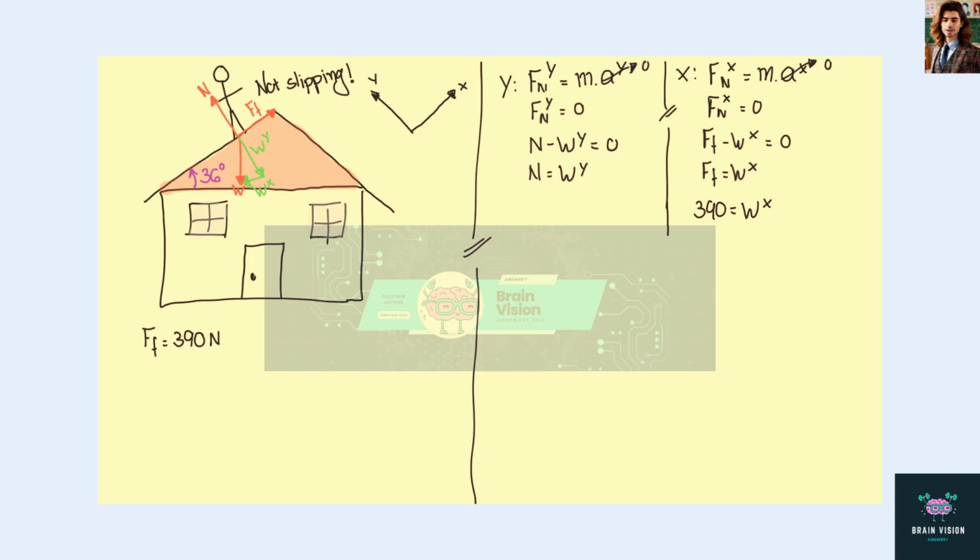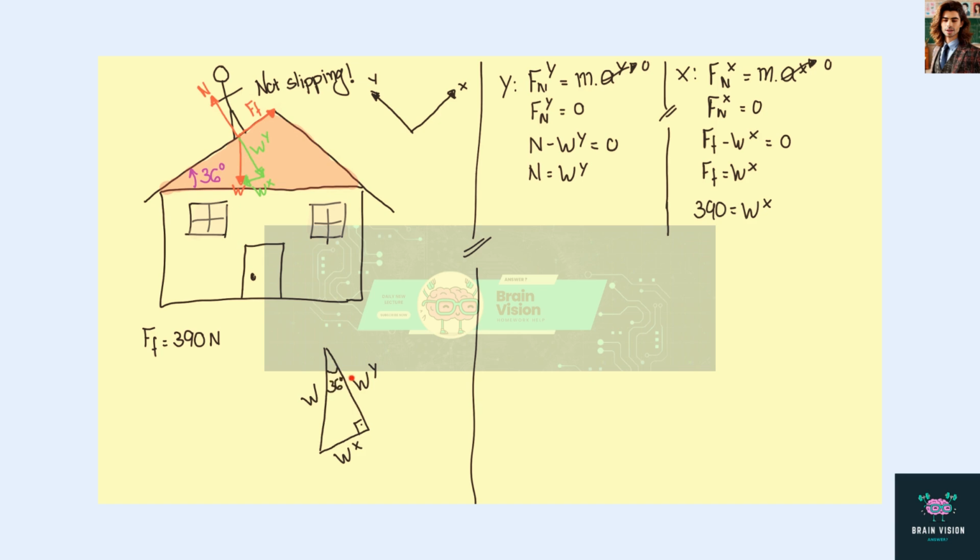Then, we have to discover what the weight of the worker is. How can we do that? We can do that by looking at the components of the weight force. We have a right triangle with the weight, which looks like this. The hypotenuse is the full weight force. This side of the triangle is the y component, and this side of the triangle is the x component. And we have a 90-degree angle here and a 36-degree angle up here.